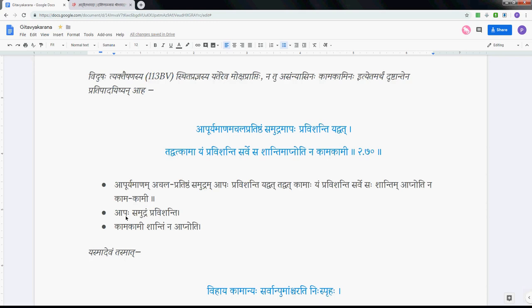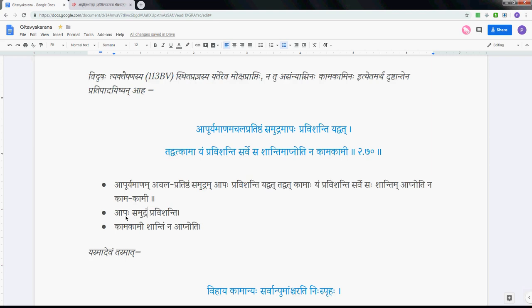Does the ocean get flooded? If you look at where the river enters the ocean, it does not have any issue. It remains as turbulent or as peaceful as it was. Just because so many rivers entered it, the ocean does not have any issue. The ocean does not get carried away. It remains as still as it was. You may call the ocean turbulent, but it is as turbulent even without the rivers entering.